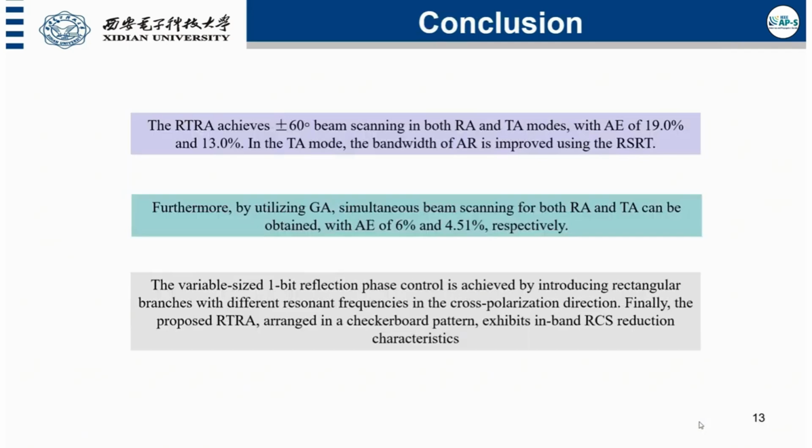In conclusion, our RTRA metasurface not only achieves plus or minus 60 degrees beam scanning in both RA and TA modes, but also improves the axial ratio bandwidth using our SRT. By employing genetic algorithms, we've obtained simultaneous beam scanning for both RA and TA. The proposed RTRA, arranged in a checkerboard pattern, also exhibits in-band RCS reduction characteristics.